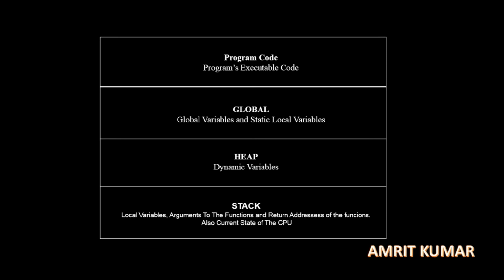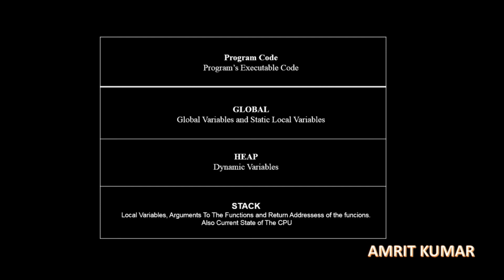So all the program's executable code is going to be in the first region, that is the program code. In the global region, the global variables and the static local variables will be stored. In the heap region, all the dynamic variables that were created during the runtime or execution time are stored, and the stack is going to store all the local variables, arguments to the function, return addresses of the functions, and also the current state of the CPU. So this is the C memory mapping.